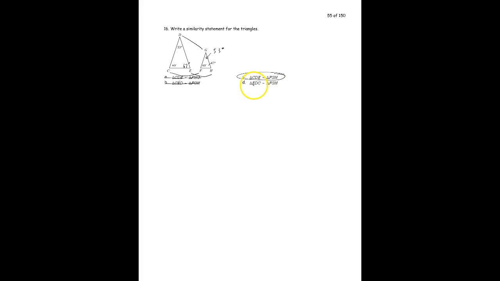Let's just confirm this one is wrong. E goes with F, which is not right. So that one's not it. 16 is C.